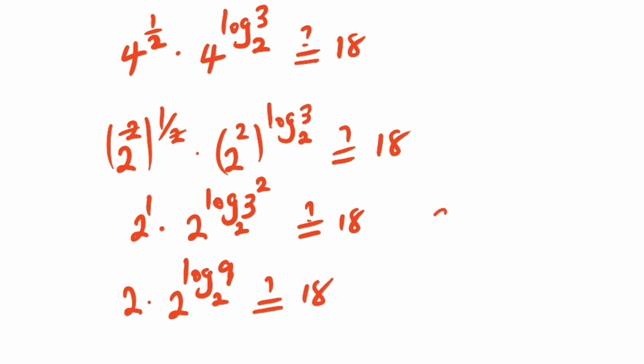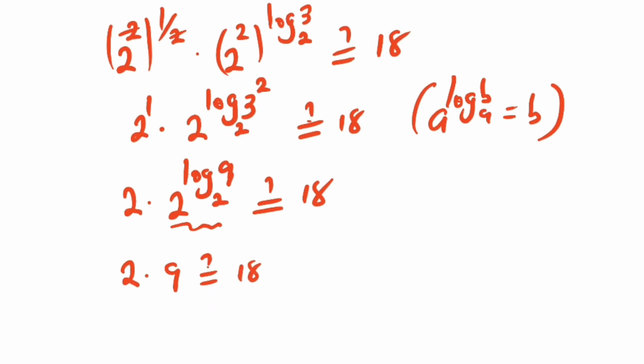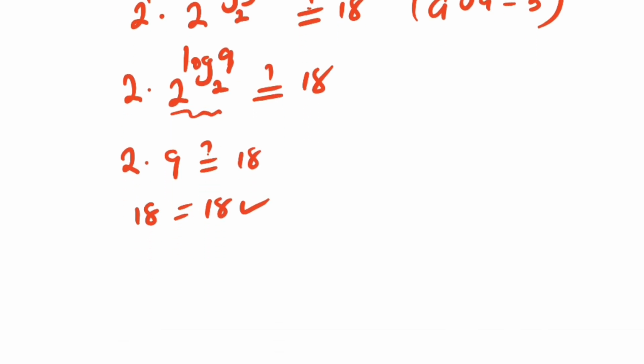If you have a raised to power log b base a, this is equal to b. Then we have 2 multiplied by the whole of this is 9 must be equal to 18. Then 2 multiplied by 9, this is 18, is equal to 18, which is true. Then we may solve this question using another method called the method of natural logarithm. So let's solve this using method 2.